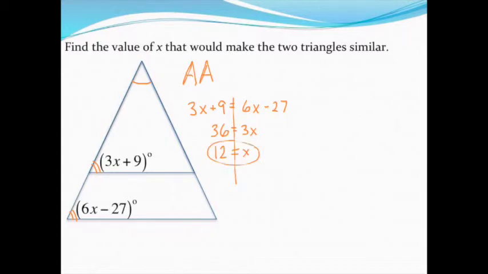So going back just to reread the question to make sure we answered it, they wanted to know the value of x that would make the two triangles similar. Well, if x was 12, the two triangles would have two congruent angles, making them similar. Now, they don't ask us to actually find the angle, but what a great way to check it. And so I'll leave that to you if you want to try that on your own. Go back and plug in 12 for x and make sure that in fact those two angles are going to end up the same, thereby making the triangles similar to each other.